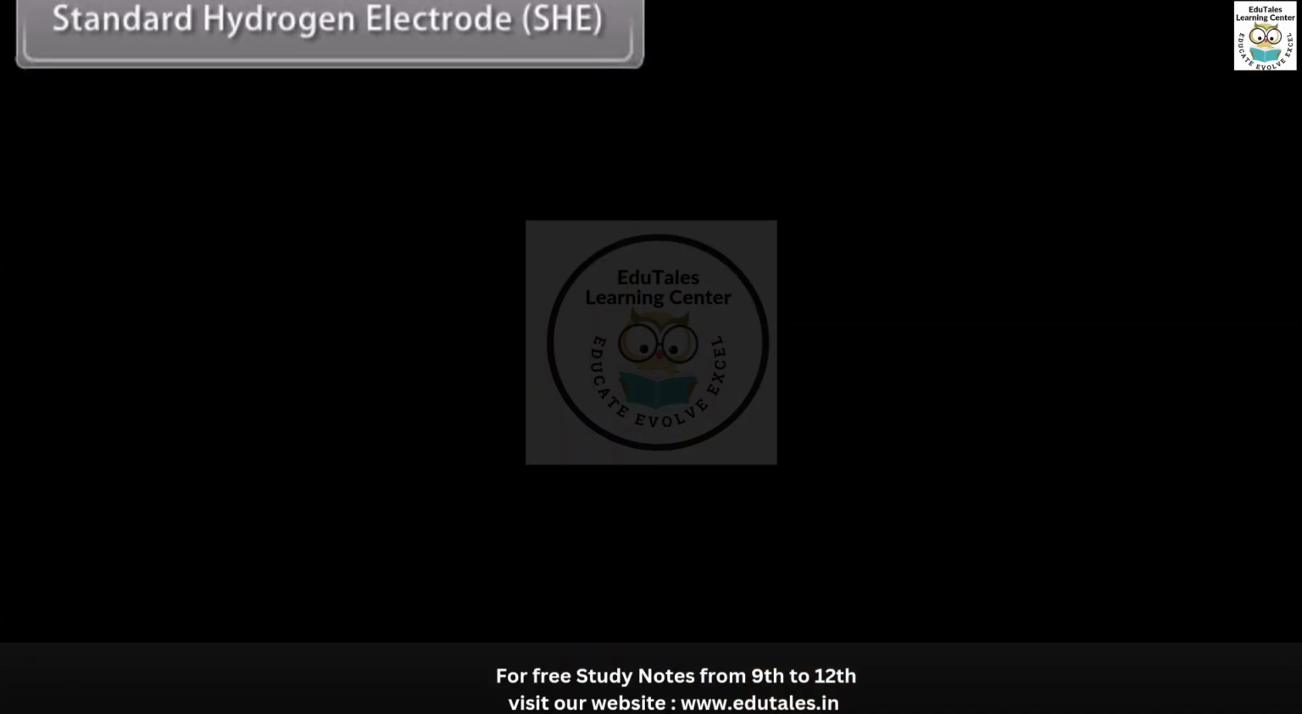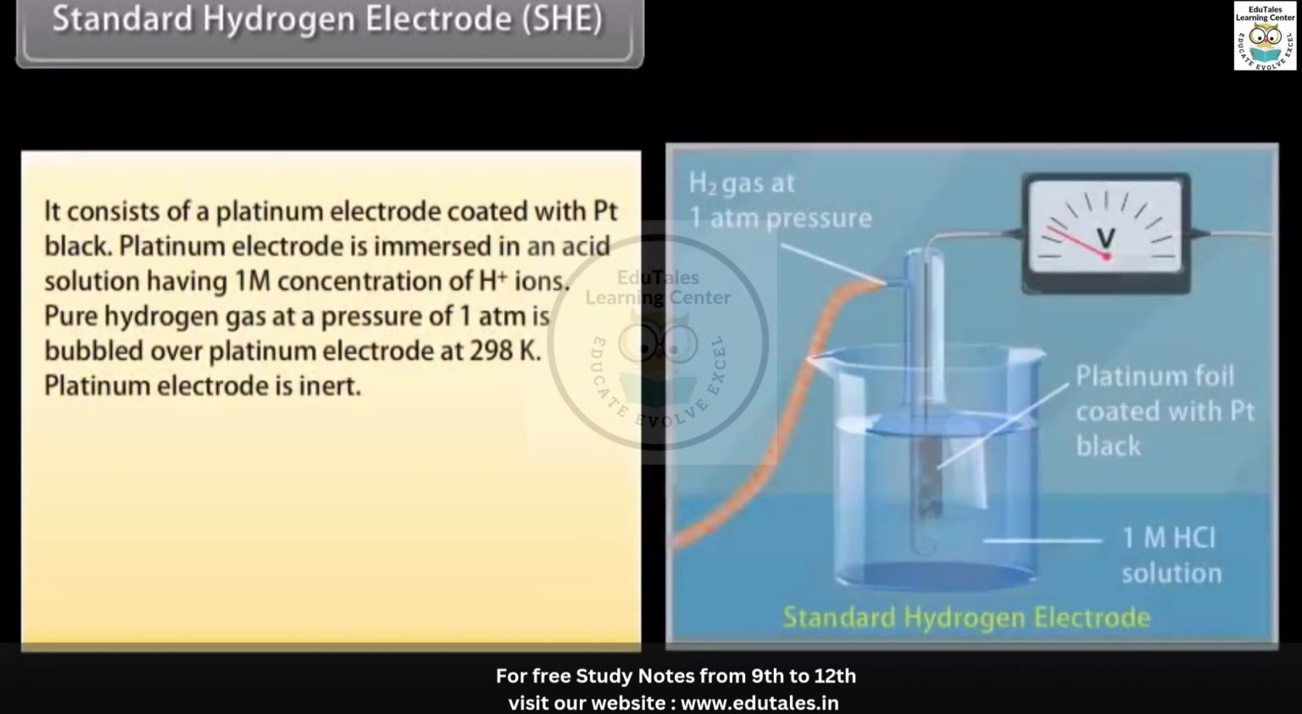Standard hydrogen electrode, or SHE. It consists of a platinum electrode with platinum black. Platinum electrode is immersed in an acid solution having 1 M concentration of hydrogen ion. Pure hydrogen gas at a pressure of 1 atm is bubbled over platinum electrode at 298 Kelvin.